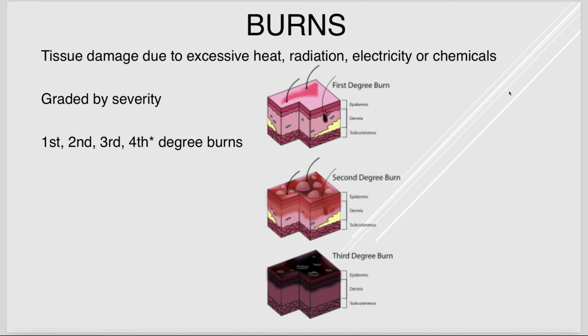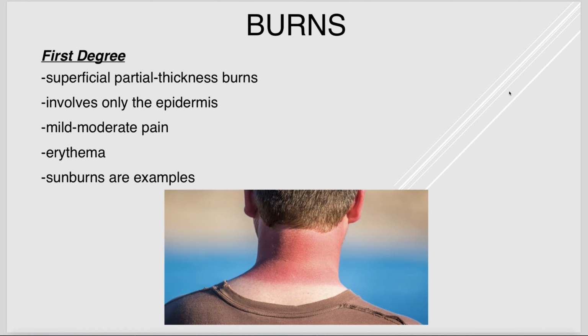Okay, then we talked about burns. So there are first, second, and third degree burns, and I threw in fourth degree burns. So a first degree burn, this is a superficial partial thickness burn. Anytime you see partial thickness, that just means it doesn't go all the way through the skin. So first degree burns only involve the epidermis. These are like sunburns. So you'll see the redness, the erythema, mild to moderate pain.